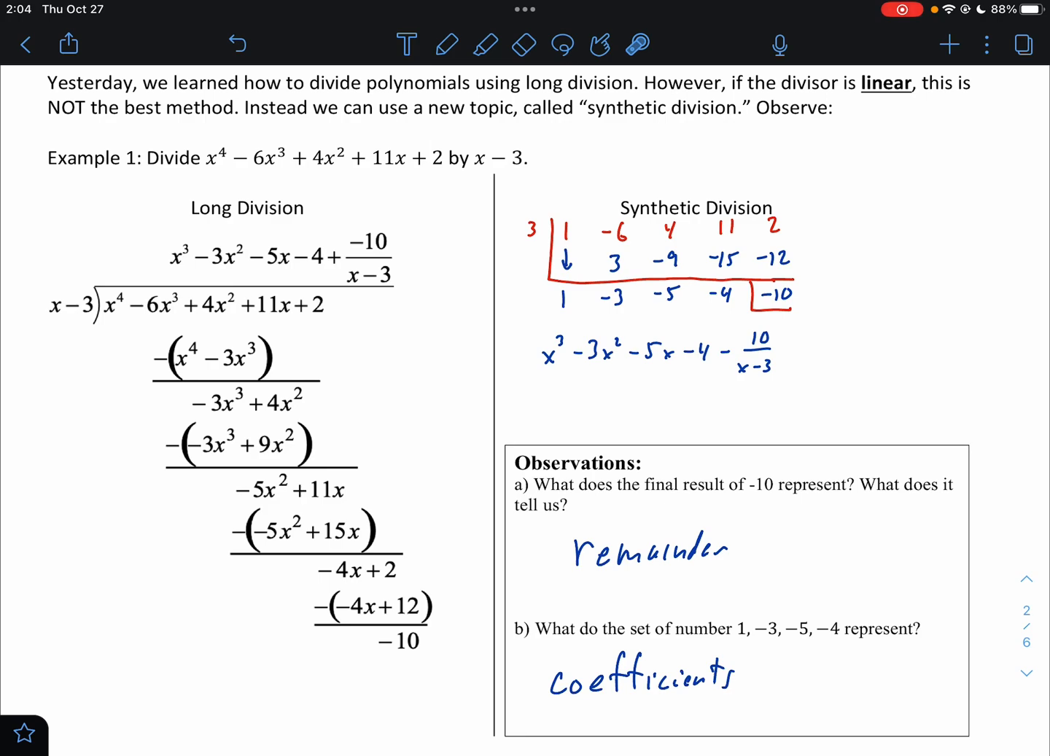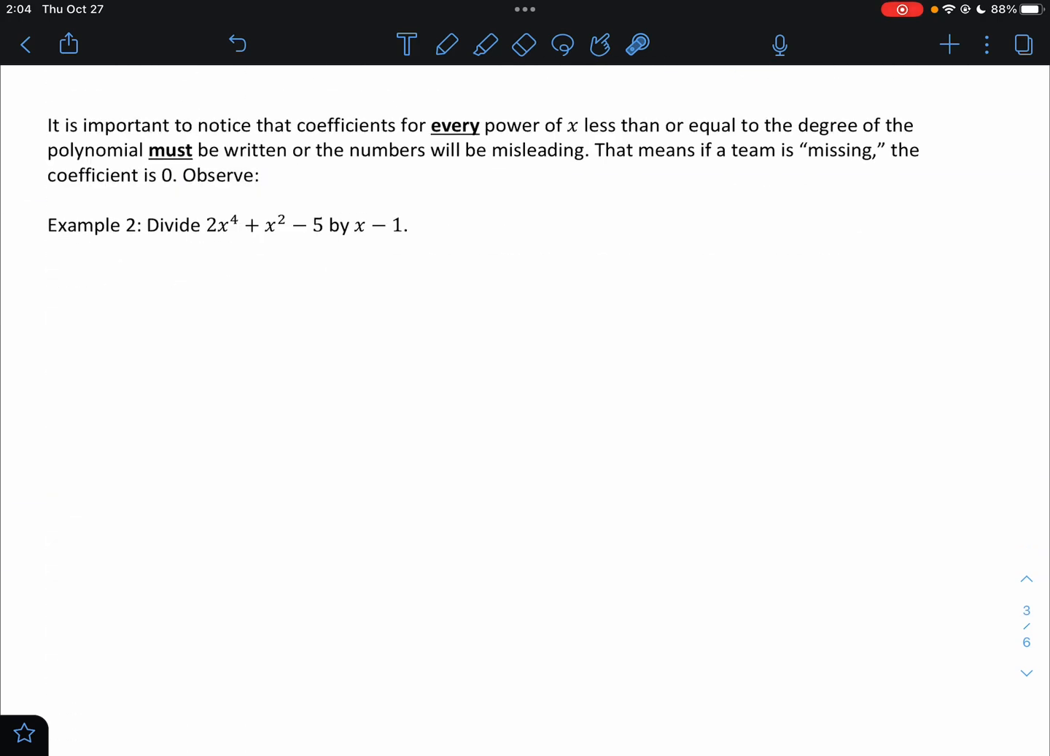All right, let's take a look at another problem. So it's important to notice that coefficients for every power of x less than or equal to the degree must be written, or something will go wrong. That means if a term is missing, the coefficient is 0, and we have to put that 0 into our synthetic division.